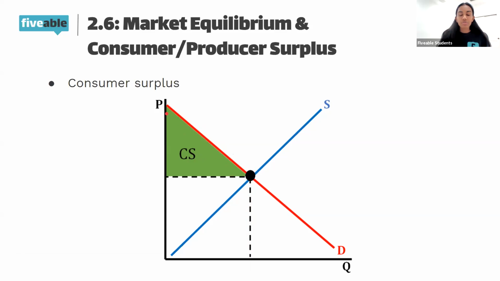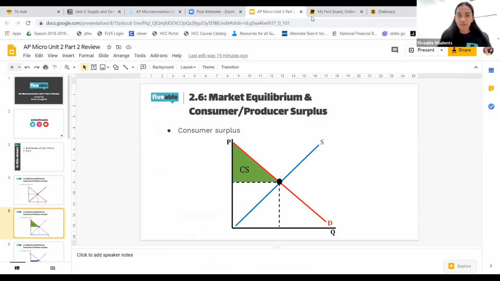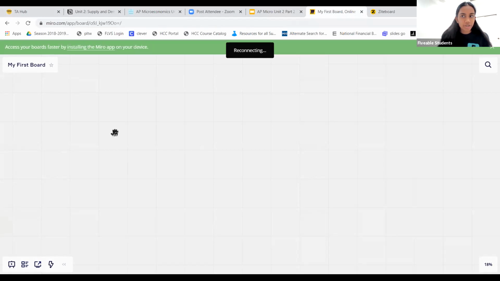To find the market consumer surplus, you would just use the formula to find the area of a triangle. So half times the base right here times the height, which is the upper price minus the market price. And actually, I can go ahead and just draw it out on this board right here.